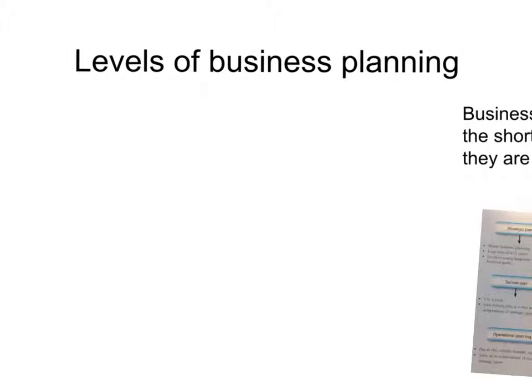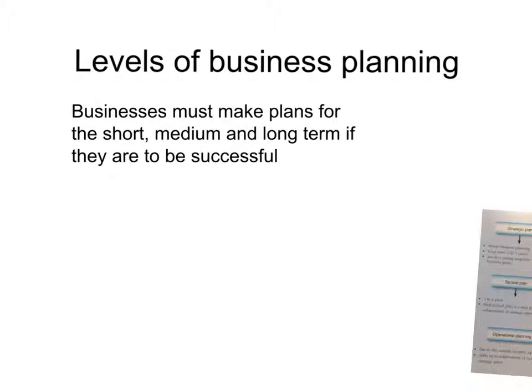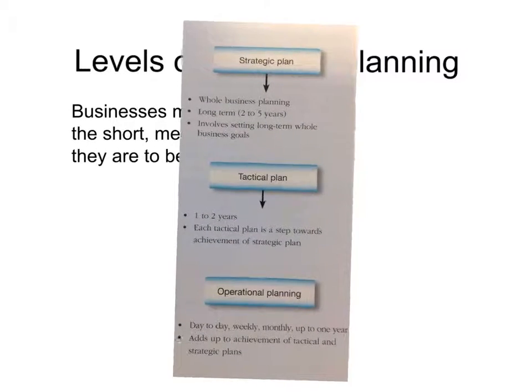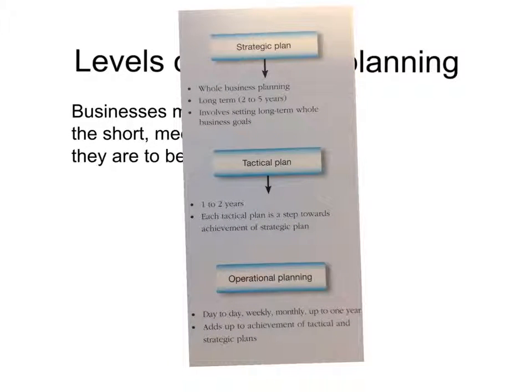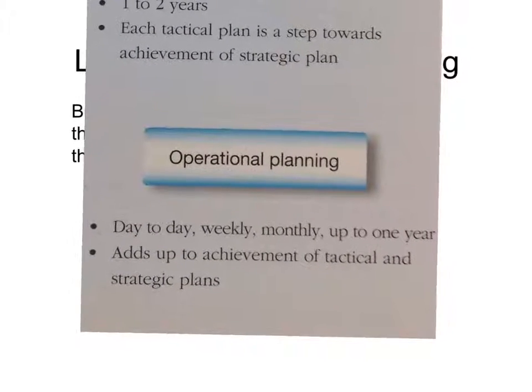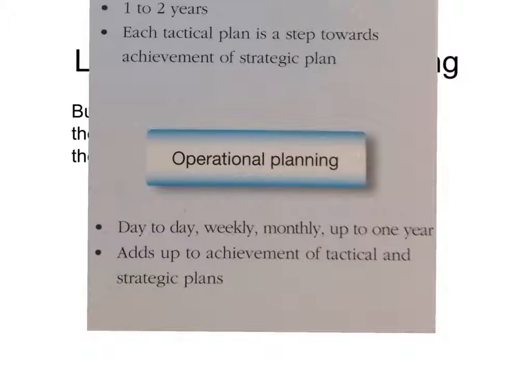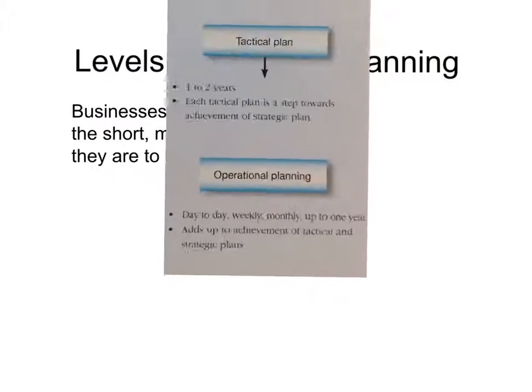Levels of business planning. Businesses must plan for the short, medium, and long term if they are to be successful. A diagram here shows the three levels of business planning. Strategic planning, whole business planning, long term 2 to 5 years, involves setting long term whole business goals. Tactical planning, 1 to 2 years. Each tactical plan is a step towards achieving a strategic plan. Operational planning, day-to-day, weekly, monthly, up to 1 year, adds up to achievements of tactical and strategic planning.